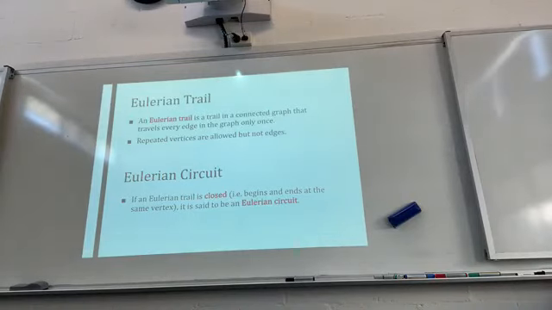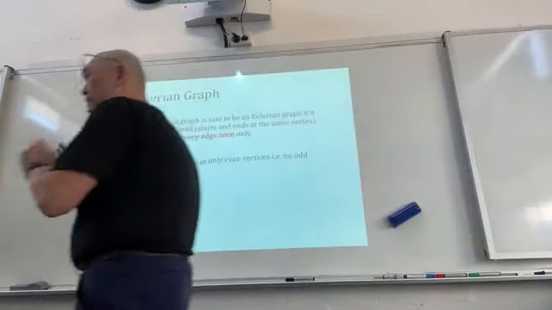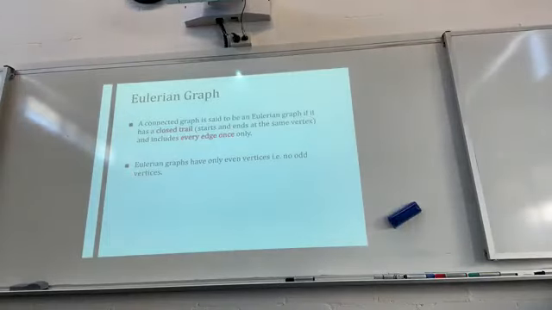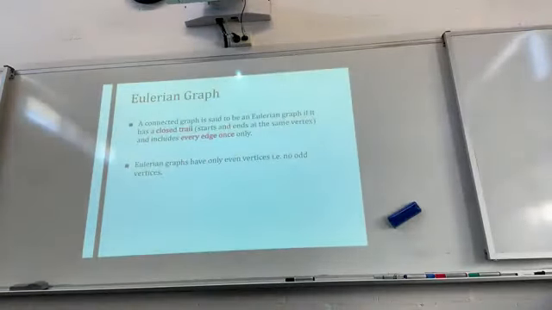Now, a connected graph is said to be an Eulerian graph if it has a closed trail, starting and ending at the same vertex, and includes every edge once only. Eulerian graphs have only even vertices, and there are no odd vertices at all. So you do have Eulerian graph and semi-Eulerian graph. Let's start off with Eulerian graph. It has a closed trail, starts and ends at the same vertex, and the trail includes every edge once only.